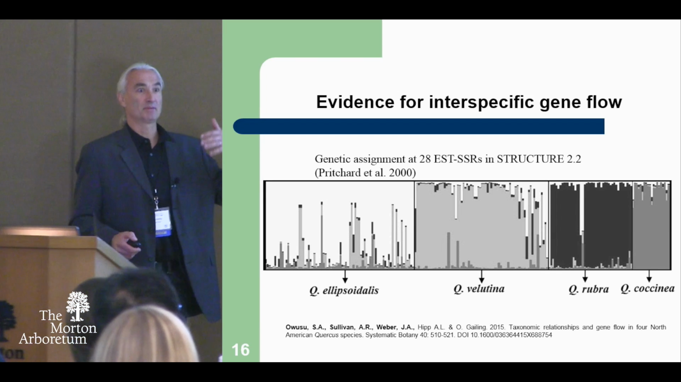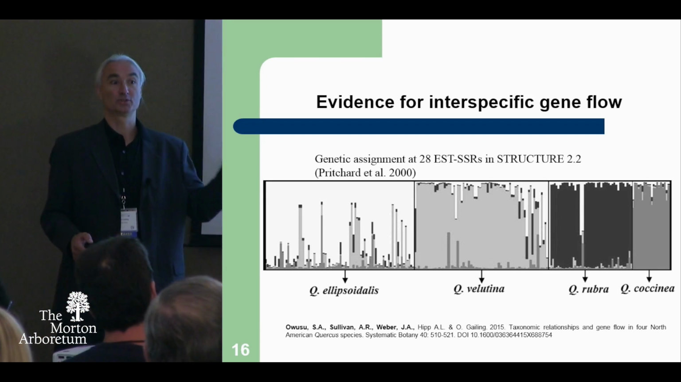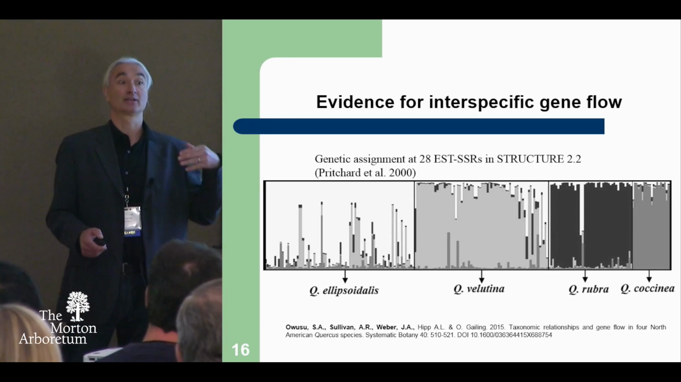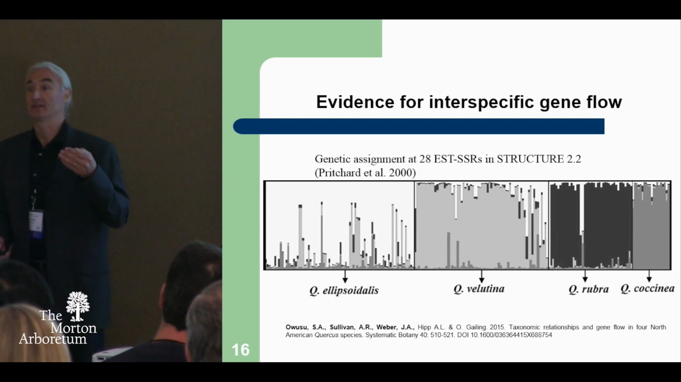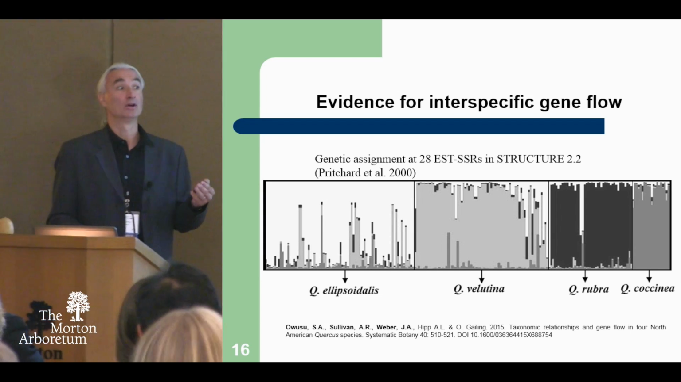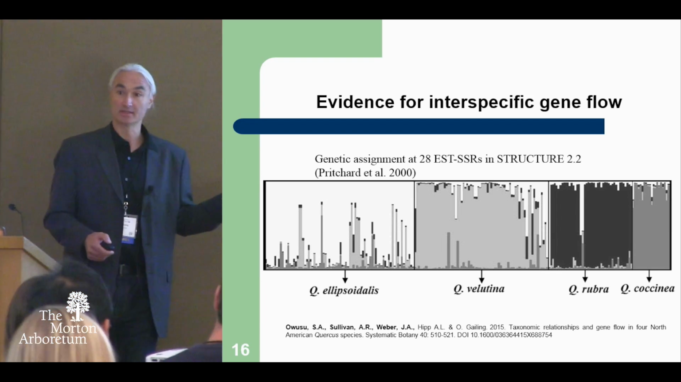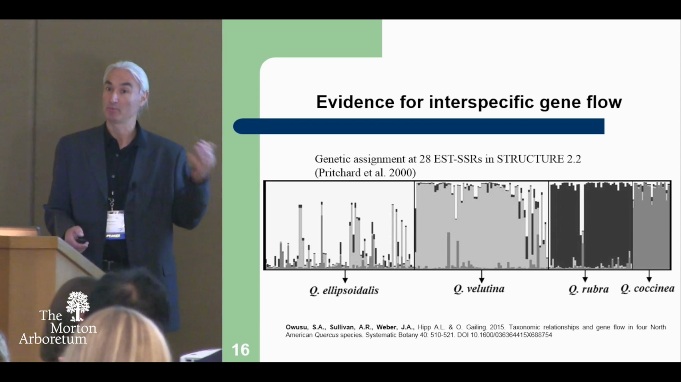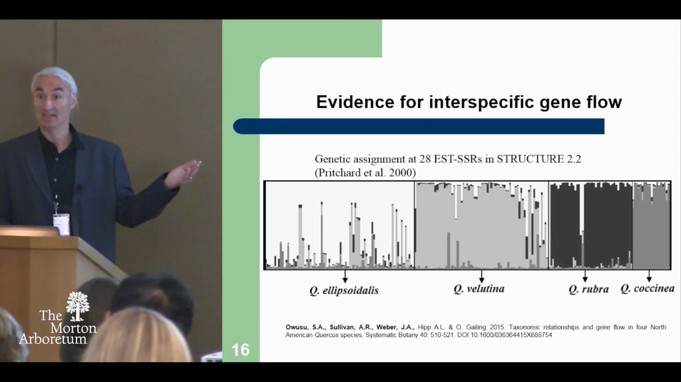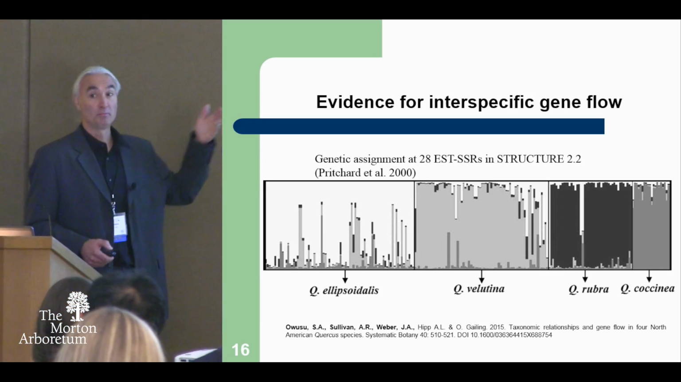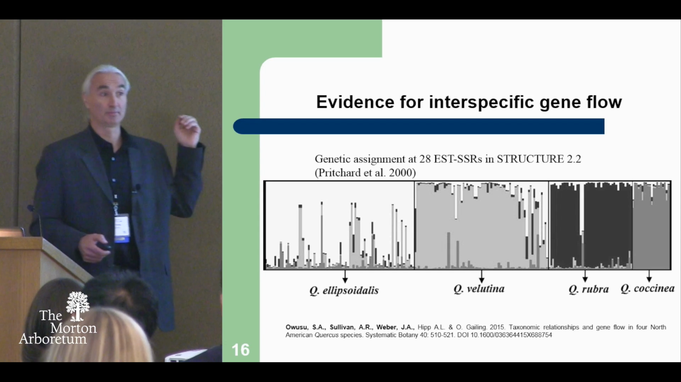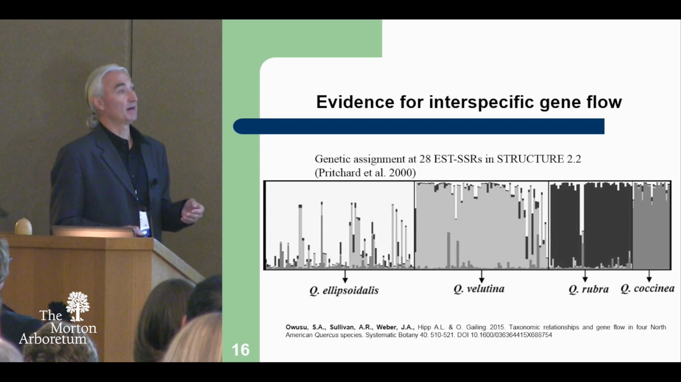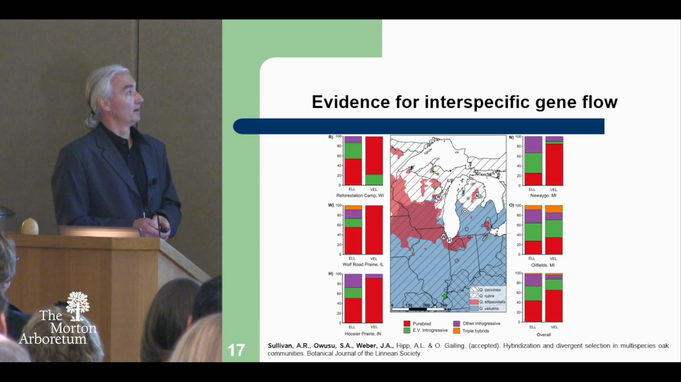So I want to provide you some evidence for interspecific gene flow, and I don't want to show all of this, but we also did paternity analysis, and we looked at chloroplast markers. These maternally inherited chloroplast markers were also shared among species, and regionally restricted chloroplast markers were shared among neighboring populations, which strongly indicated that there is interspecific gene flow between most of these species pairs, between ellipsoidalis and velutina, and between ellipsoidalis and rubra, and most of the other pairs.